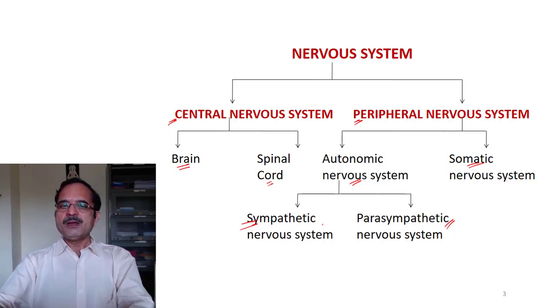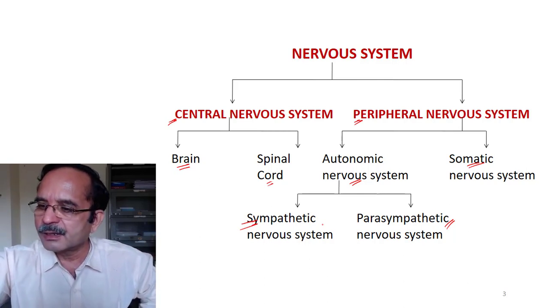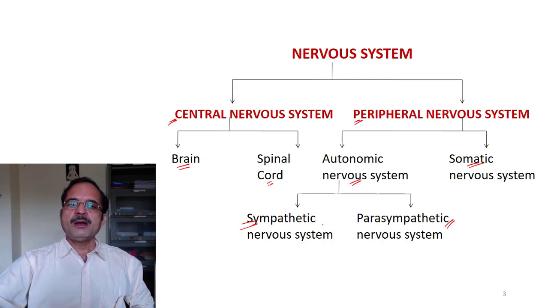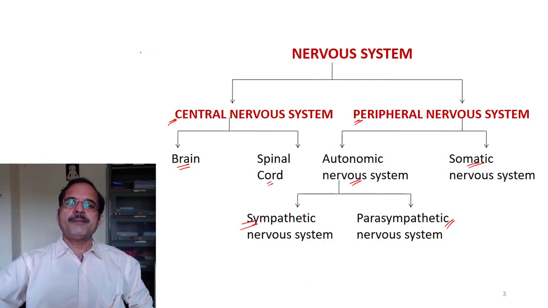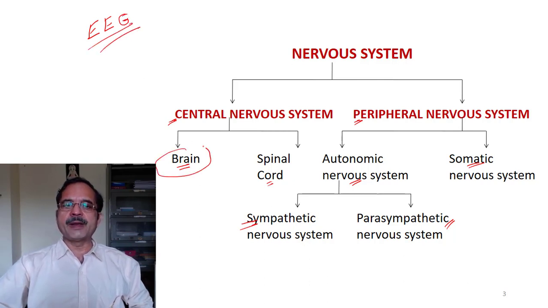So this is, in a broader sense, how our nervous system is classified. As far as our subject is concerned, our main intention of studying the nervous system, as an electronics engineer, is to learn the signals corresponding to the brain, called EEG, electroencephalograph. So our more focus will be on the brain.